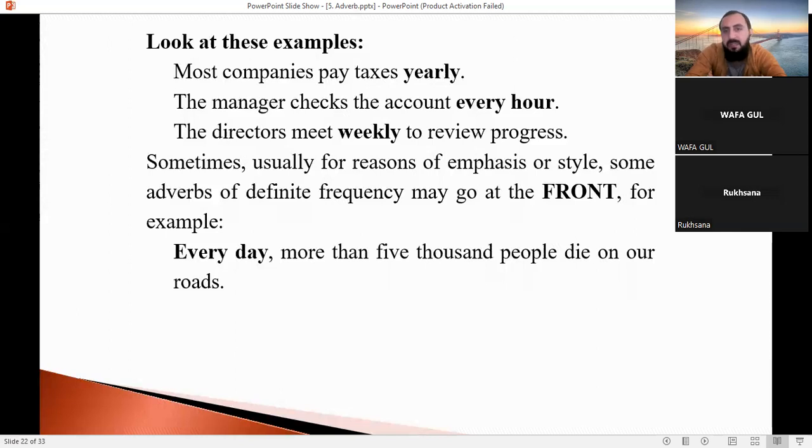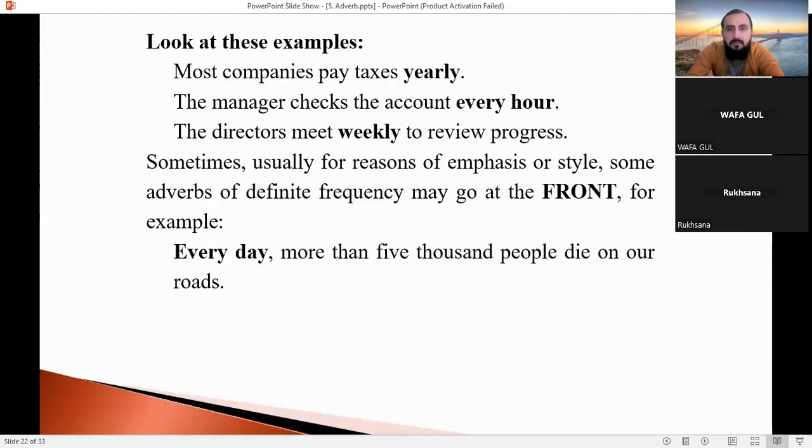So the directors meet. Meet is a verb. After the verb, you can use it. The directors meet weekly to review progress, or you can say the directors meet to review progress weekly. But adverbs of frequency must be used after verbs. That's all.